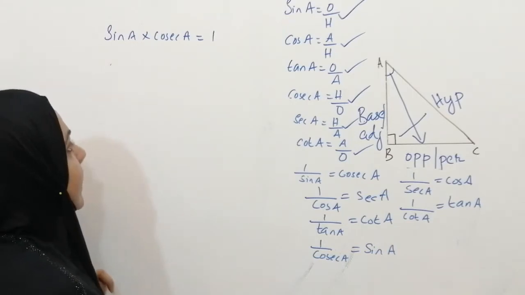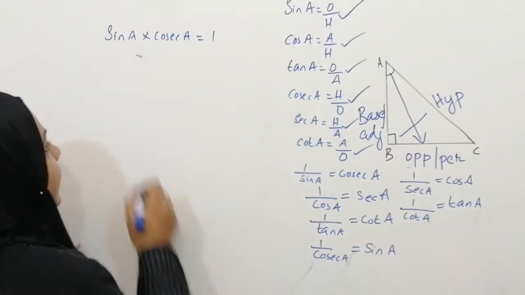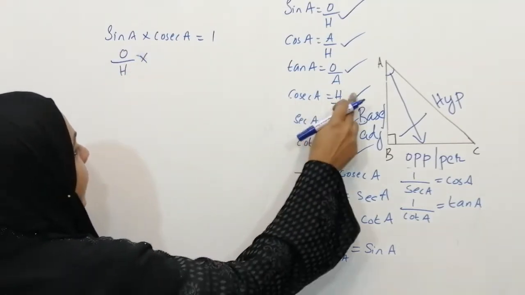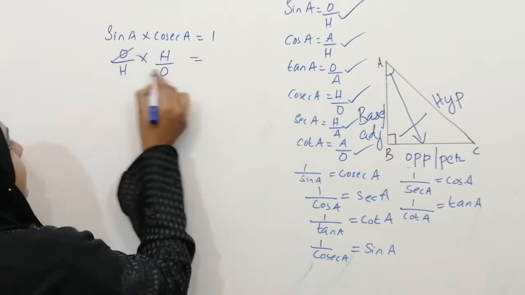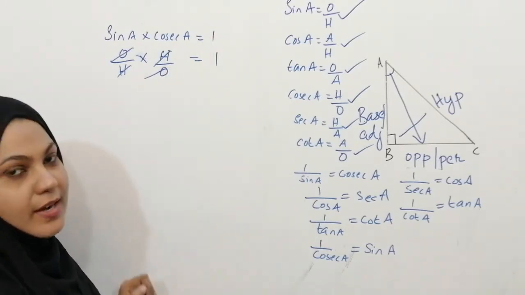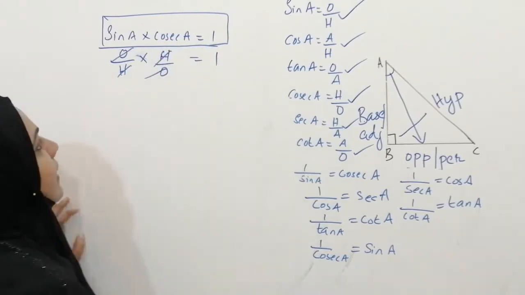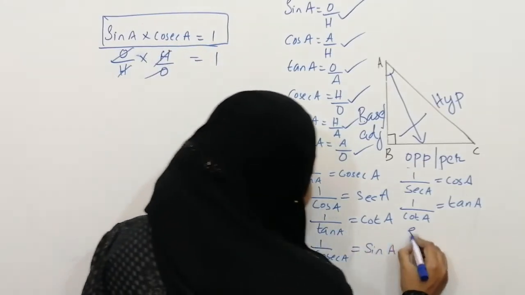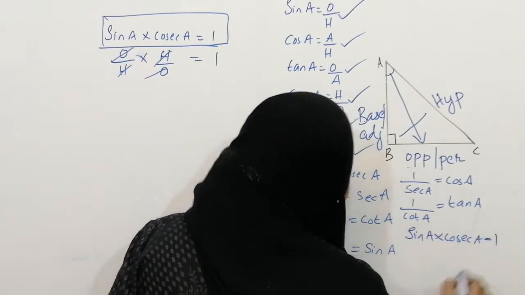Sin A into cosec A is equal to 1. Let's see how it will be. You know that sin A is opposite by hypotenuse, into cosec A is hypotenuse by opposite. So I am simplifying now. Now you understood how you got the answer is 1. So what is the one formula based on sin and cos? Sin A into cosec A is equal to 1.